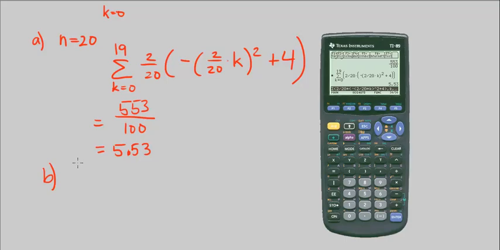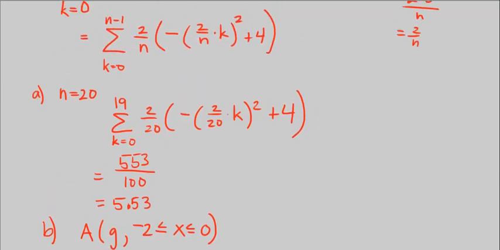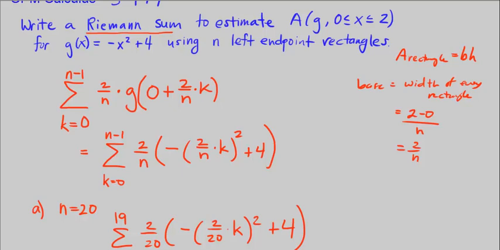Part B says, how can you use your result to estimate the area between G and the x-axis from -2 less than or equal to x less than or equal to 0. So let me put away the calculator. So what changed? Well, basically we went from 0 to 2 here, right? And now we're going from -2 to 0.